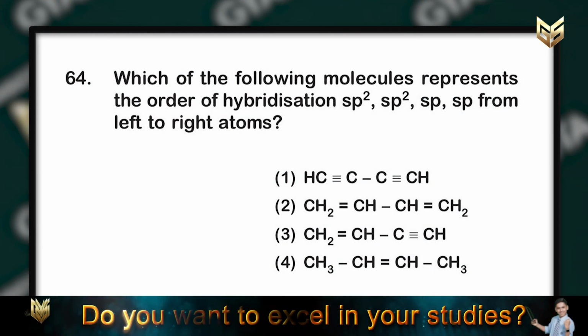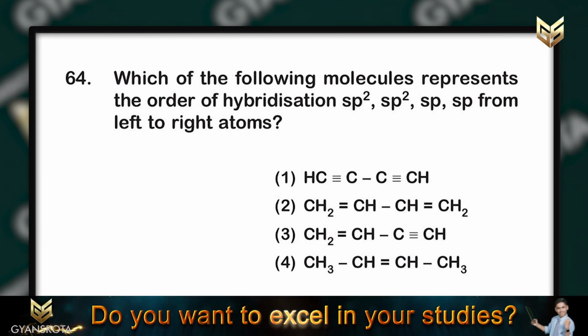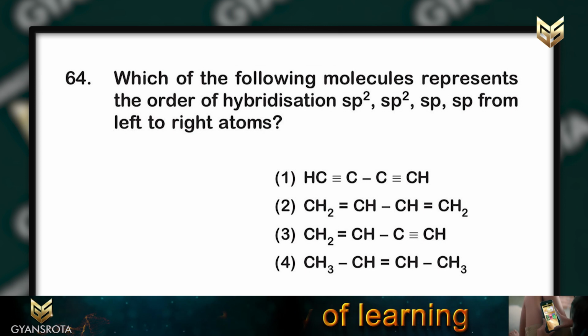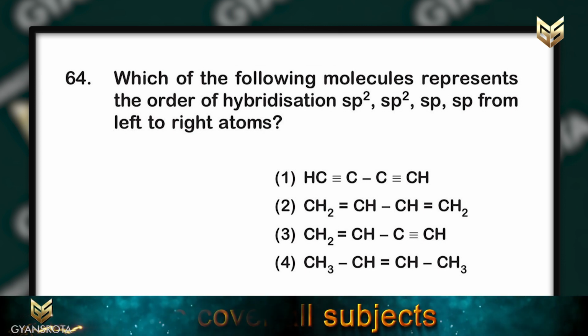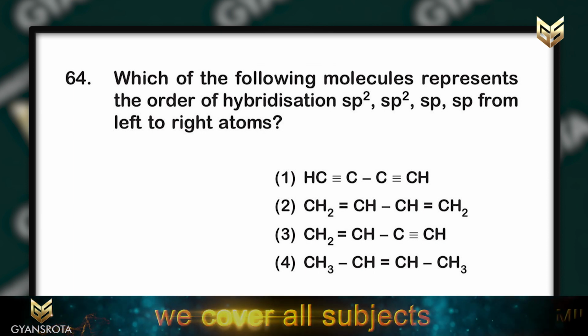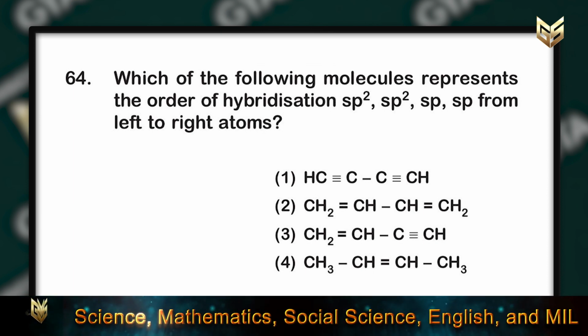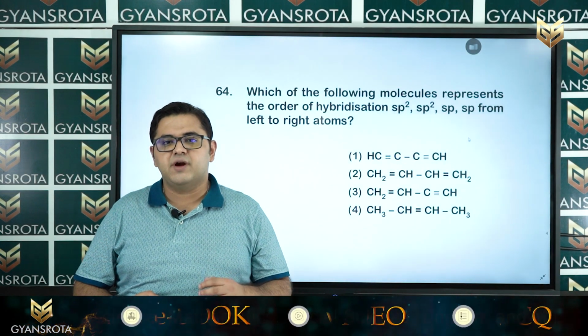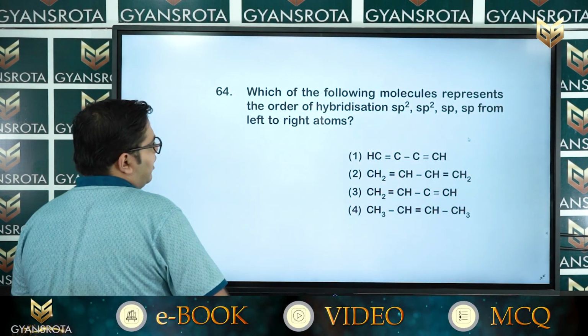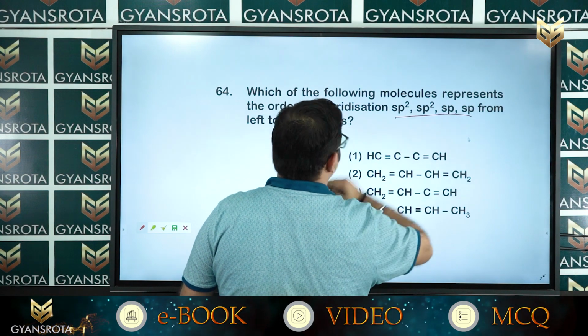So, question number 64 is on the screen. Which of the following molecules represents the order of hybridization sp2, sp2, sp, sp from left to right atoms? So, now we are moving to the solution part. So, if you see sp2, sp2, sp and sp.